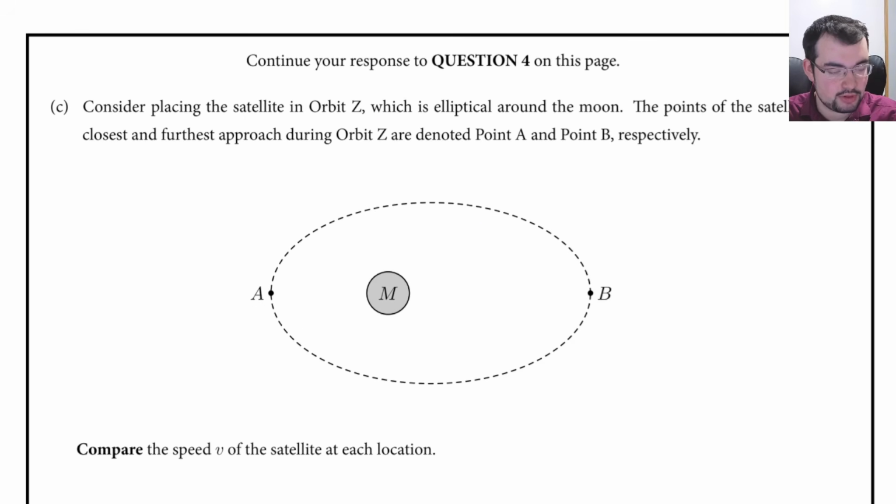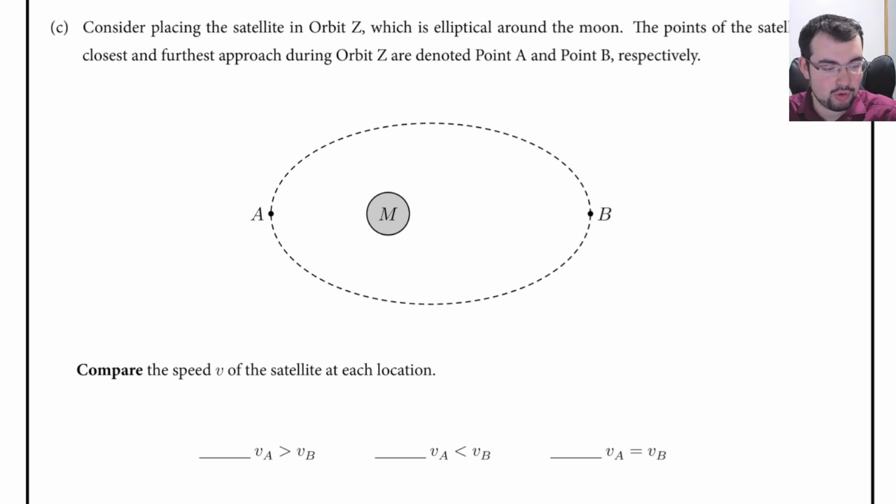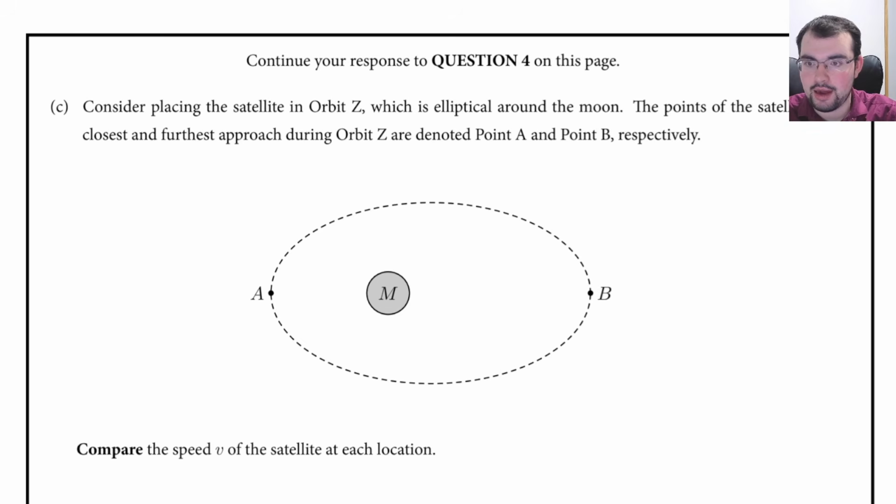So suppose instead we have orbit Z, which is elliptical. And I give you the points of furthest approach, which is B, and closest approach, which is A. We want to compare the satellite's speed at these points.